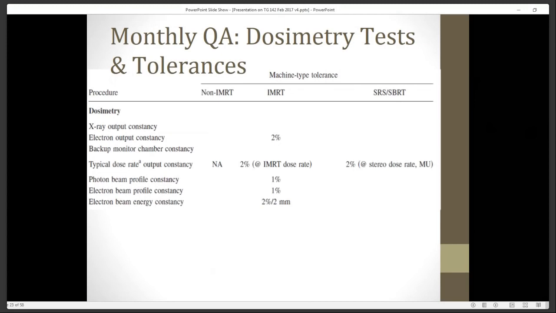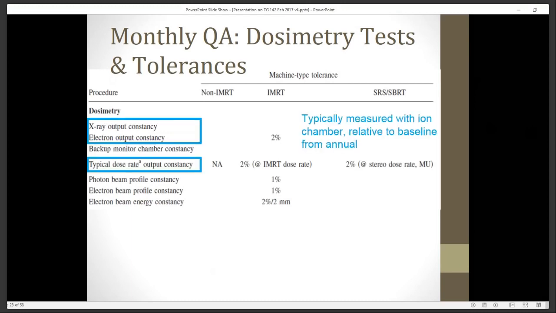All right, the symmetry tests recommended on a monthly basis. So this is the table from the TG142 report. A few things here. The X-ray output, electron output, and the dose rate output constancy, those are typically done with an ion chamber measurement with a temperature pressure correction, relative to a baseline that was taken right after the absolute dose calibration was done at commissioning, and either reset on an annual basis or at least verified on an annual basis.